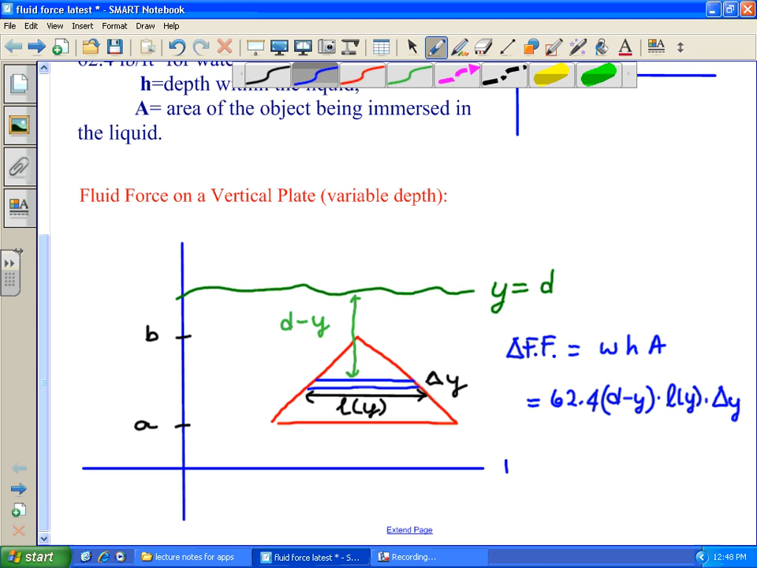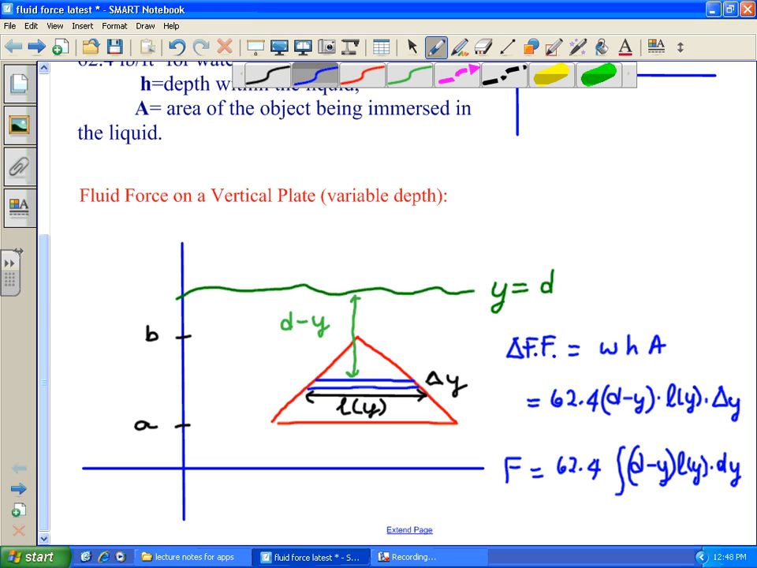And finally, how do I find the total fluid force? This is fluid force for just one thin rectangle. How can we find a total fluid force? Integrate it. Basically, you add n of them, and you take the limit as n goes to infinity, and that becomes the integral. We've done it many times in this chapter. So this will be 62.4 times, again, that's assuming it is water, the integral of d minus y times the length of the rectangle in terms of y times dy.